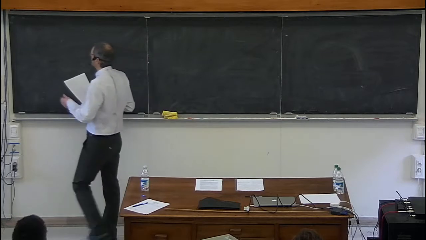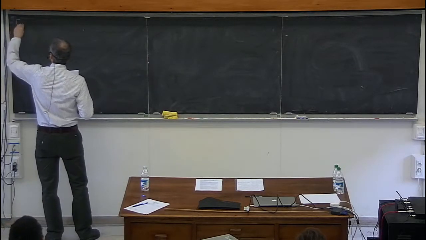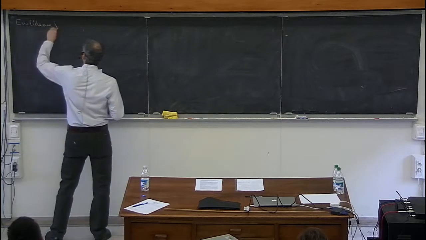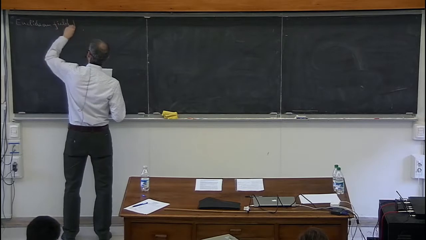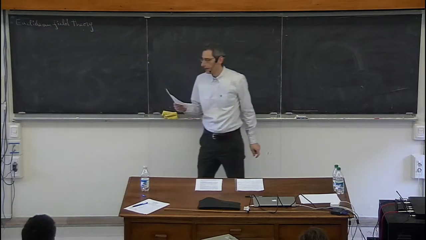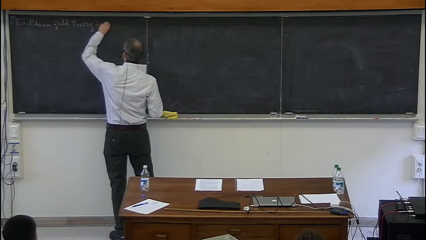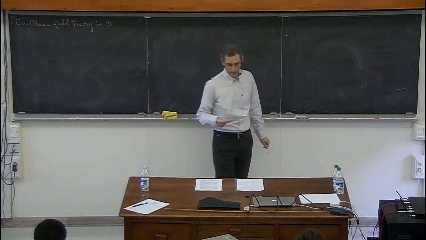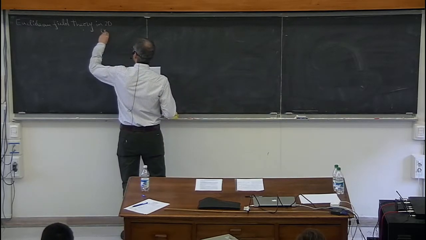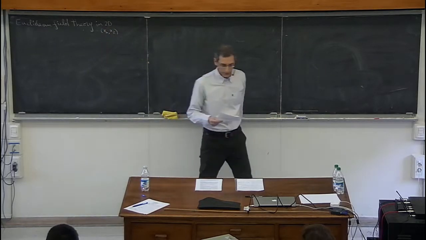And this is why the field theories I introduced are called Euclidean field theories. So we are in Euclidean field theory in two space dimensions, as we have seen. So these two dimensions are the coordinates x1, x2 in the Euclidean plane.